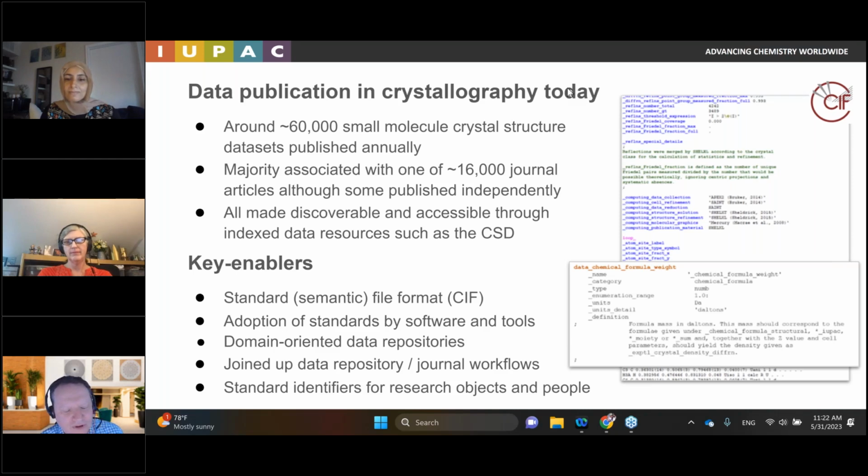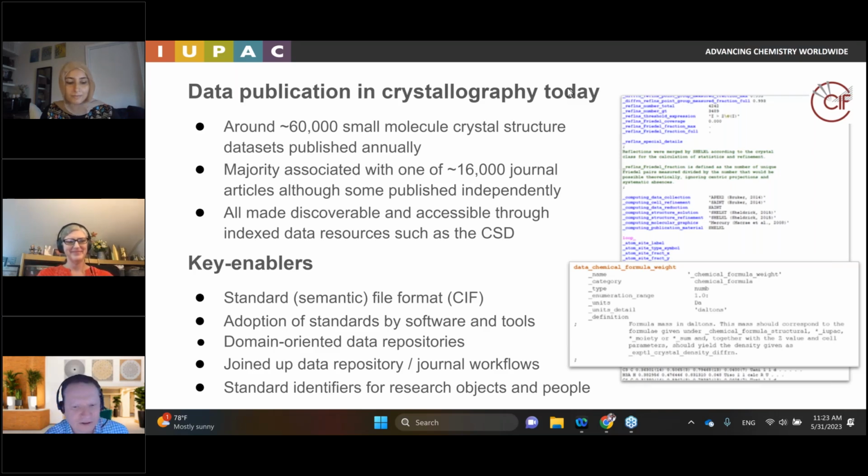CIF format was first published in 1992. It probably took a period of about 8 years to get to a point where around 80% of structures were being published in that particular format. One of the key drivers for that was the adoption of those standards by the software and the tools that crystallographers use on a routine basis. It is now very difficult to solve a crystal structure and not have your output generated in that standard file format.